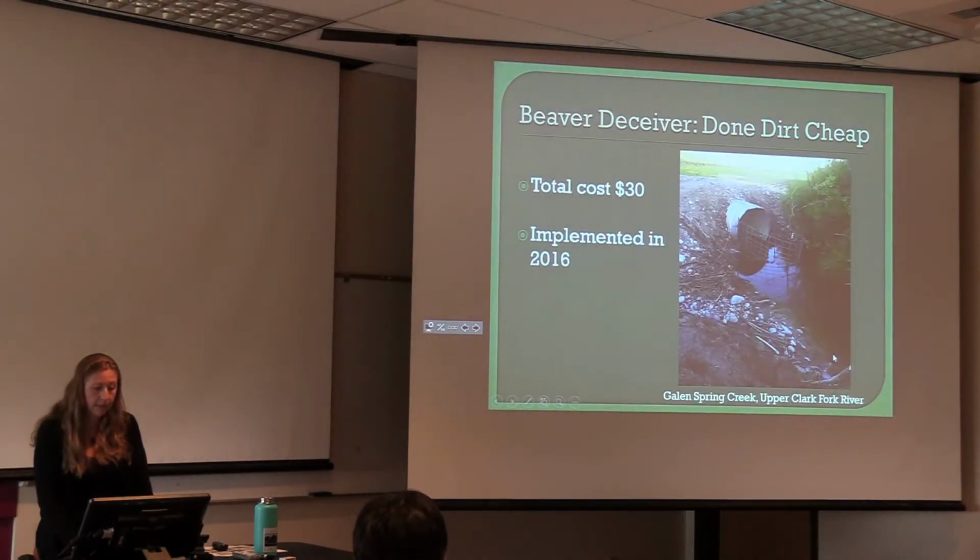And see, did I want to say anything else about that? I don't think so. You can also do some really cheap ways. There's some cheap ways of doing this. This is one that we put in for only $30 on Galen Spring Creek. It was implemented in 2016, still holding. And all it was just a hog panel and some fence posts.